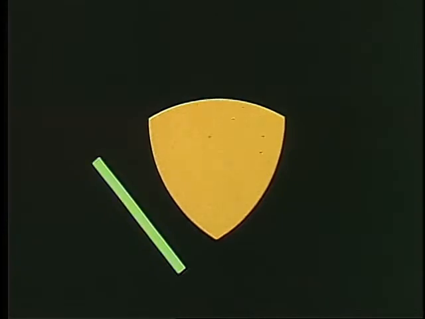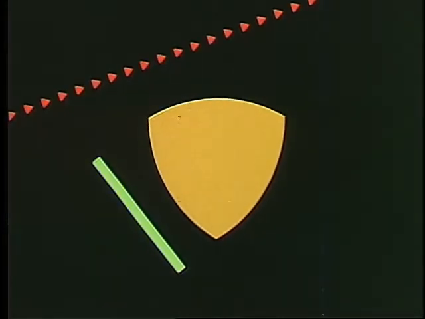This curve of constant width is called a Reuleaux triangle, after the German mechanician who discovered its constant width property in the 19th century.